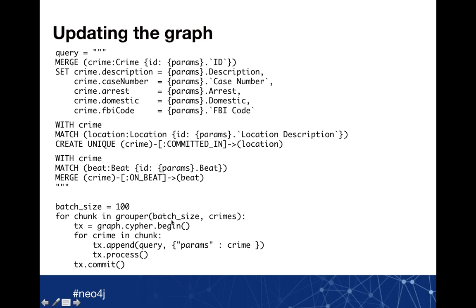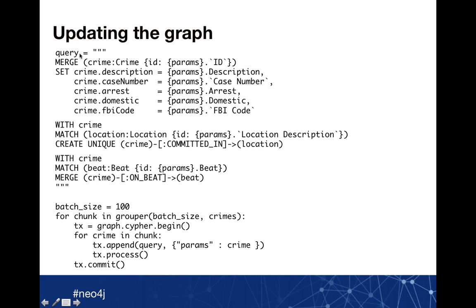Neo4j's transaction endpoint, and again we're going to use the Python Neo driver to do this, but this time we're going to do lots of statements at the same time. The transaction endpoint allows you to batch lots of queries together. In this example, we're sending them in chunks of 100. You can obviously do them individually if you want, but sometimes batching up a bunch of things is more efficient. It's just an arbitrary number.